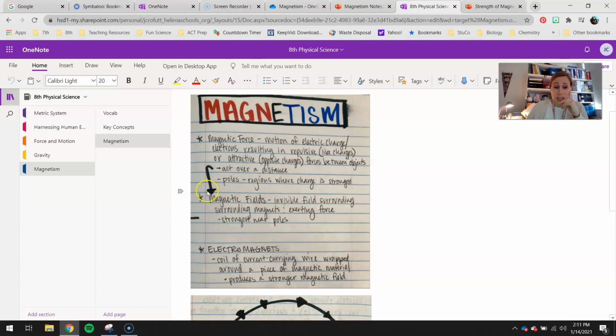Okay, magnetic field, you guys already know what that is. It's that invisible field surrounding a magnet, and it's where we have the force being exerted from. So it's why you don't have to have a magnet touching something for that object to feel its force. Okay, and again, that's strongest near the poles.